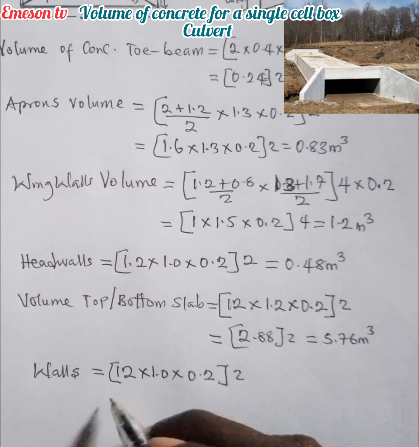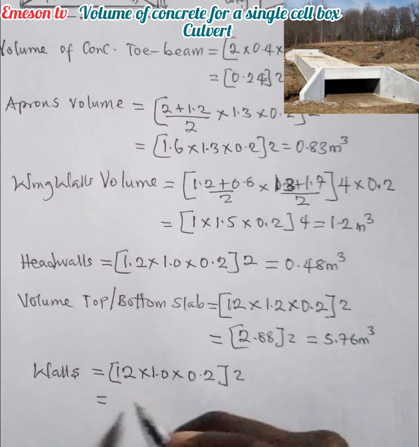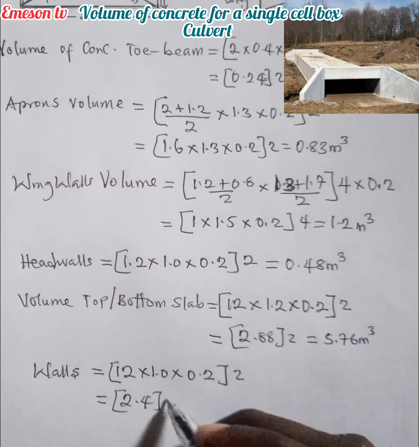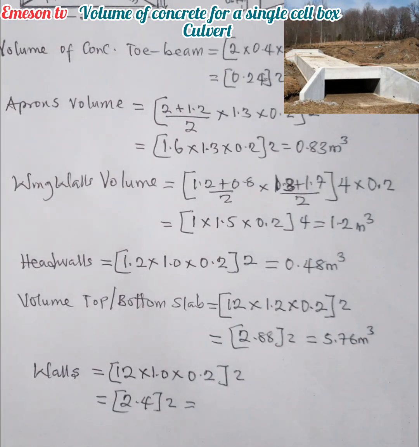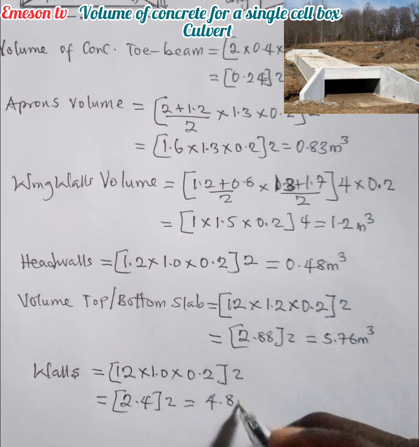So let's proceed here. 12 times 1.0 times 0.2 will give us 2.4. 2.4 multiplied by 2 will give us what? 4.8 meter cube.